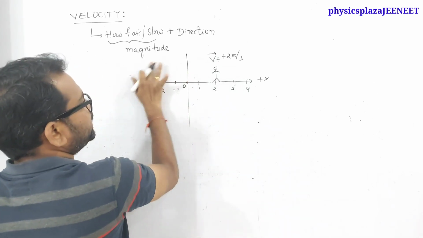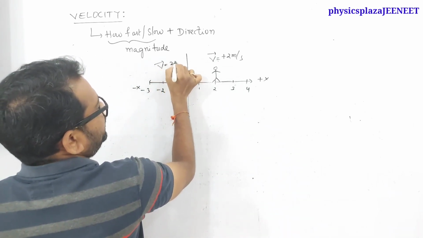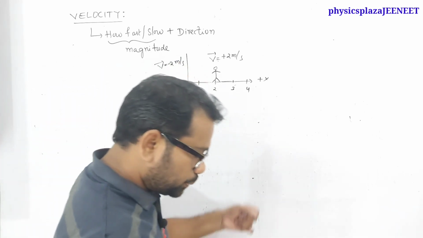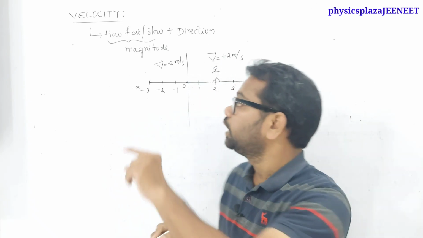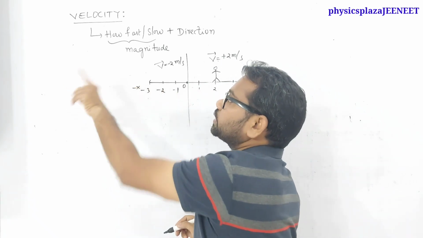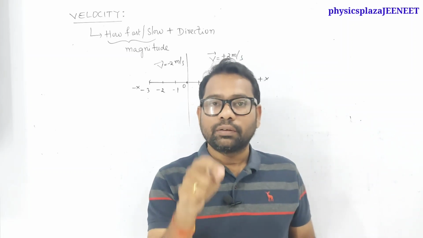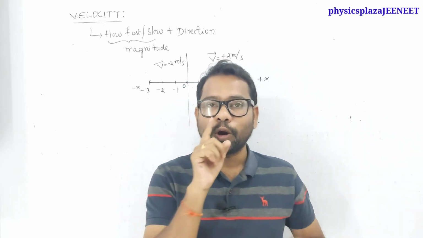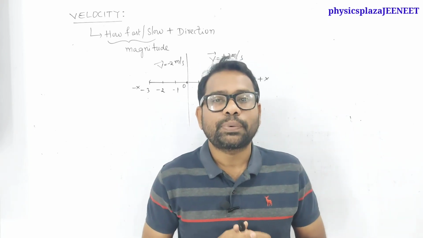If somebody says that the velocity of the person is -2 meter per second, which means that the person is covering 2 meters per second along the negative x-axis. So which means what? It is the velocity which gives the direction of motion of an object but not displacement. So displacement tells you exactly where the person is standing.